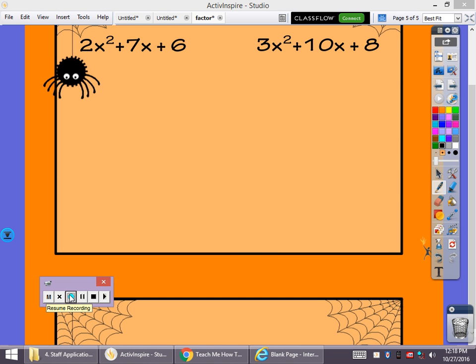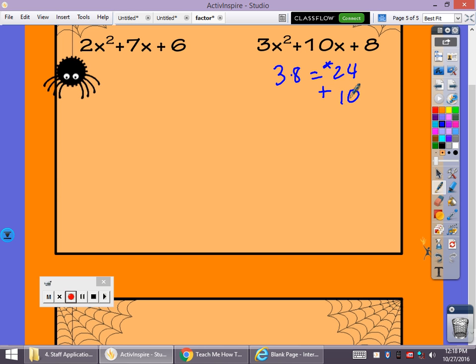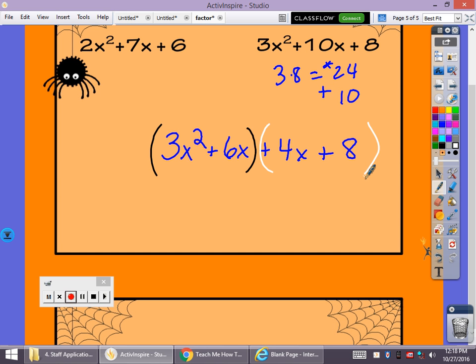Okay, so let's look at this. The first thing I'm going to do is 3 times 8 is? So I need two numbers that multiply to 24 and add up to 10, and you're going to tell me 6 and 4. So 3x squared plus 6x plus 4x plus 8. Make my groups. Here's a group. Here's a group. Looking at the first group, what's the GCF? 3x, which leaves me with x plus 2.